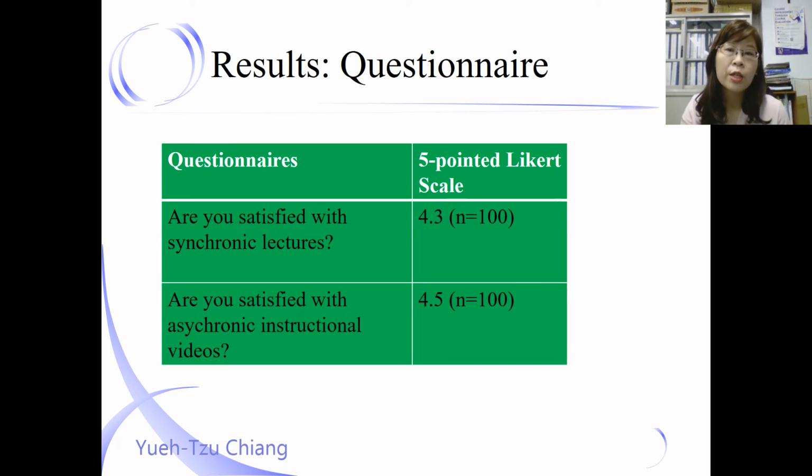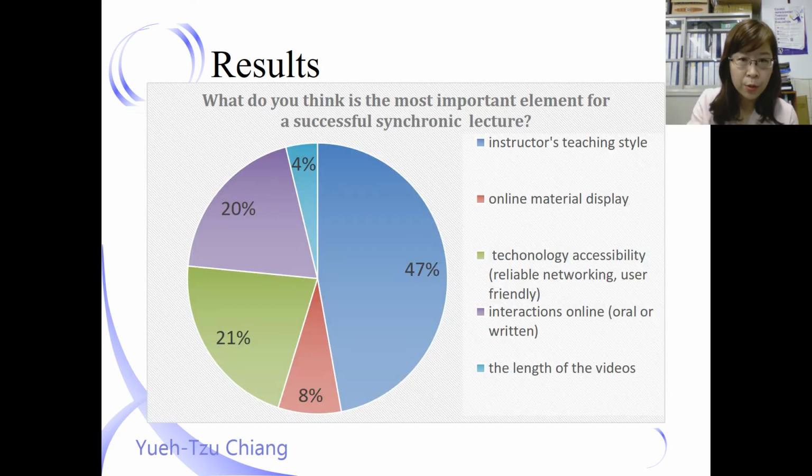Okay, so we could see the questionnaires. I asked them whether they are satisfied with the synchronic lectures. So these are all the results, 4.3 and 4.5, for synchronic and asynchronic instructional videos. Okay, so here are the questions that I asked my students. The first one is, what do you think is the most important element for a successful synchronic lecture? As you could see from the pie chart, 47% of students thought that it's the instructor's teaching style that matters.